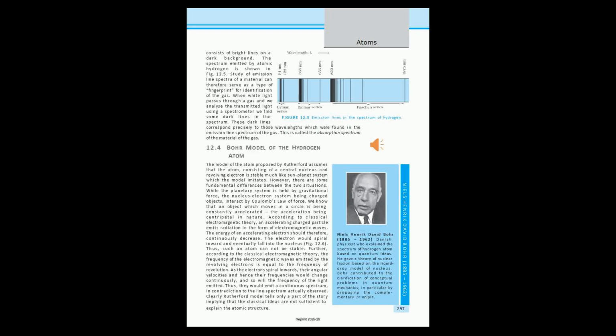Further, according to the classical electromagnetic theory, the frequency of the electromagnetic waves emitted by the revolving electrons is equal to the frequency of revolution. As the electrons spiral inwards, their angular velocities and hence their frequencies would change continuously, and so will the frequency of the light emitted. Thus, they would emit a continuous spectrum, in contradiction to the line spectrum actually observed. Clearly, the Rutherford model tells only a part of the story, implying that the classical ideas are not sufficient to explain the atomic structure.